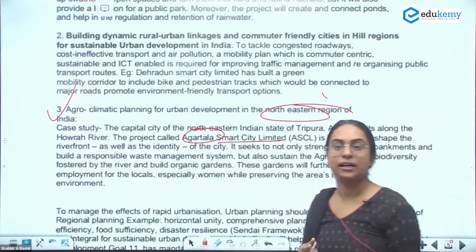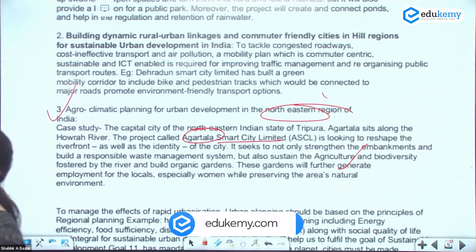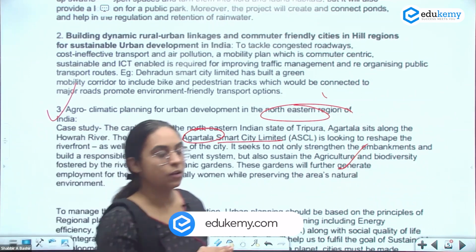So there are a few case studies that have been given. We will share the document. These are case studies with respect to India. So which case studies could we use? We can use case studies from India.